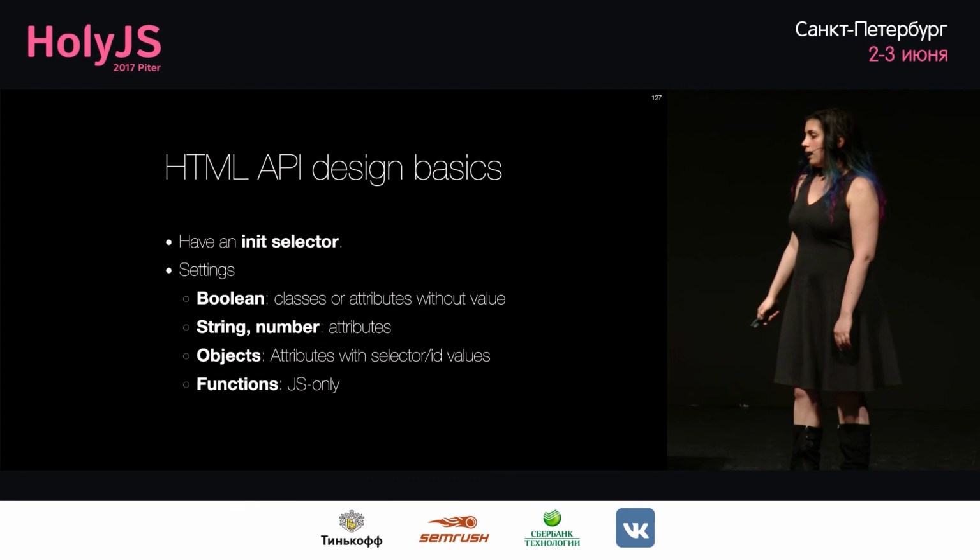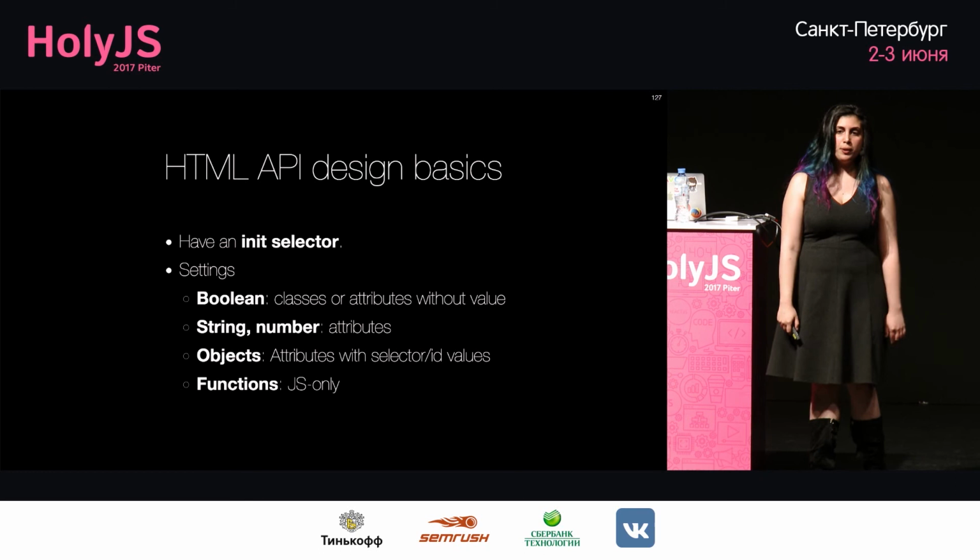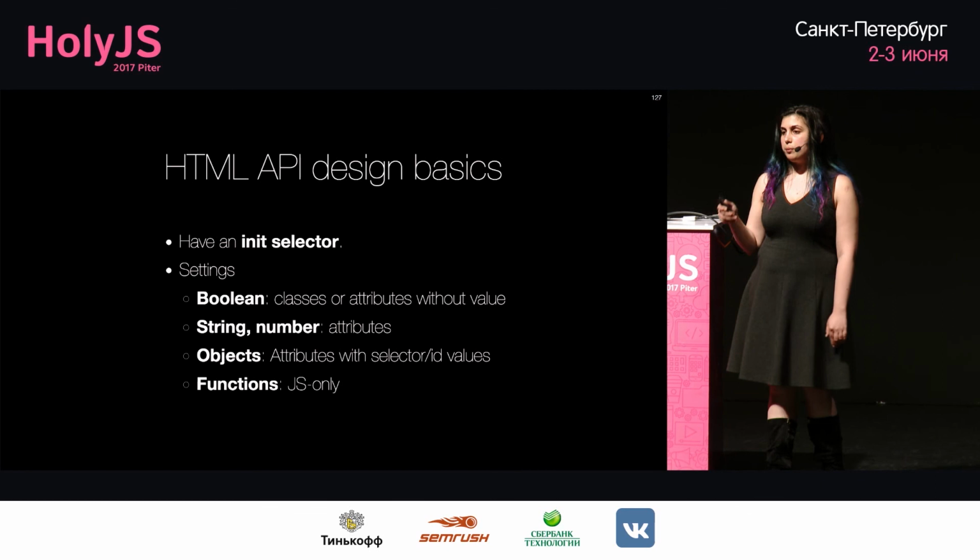If it's a string or number, you could do it with data attributes. If it's an object, you could point to another element. And if it's a function, it can just be in JS. I'm not saying that every single parameter in your library has to be possible to set with HTML. If someone can write functions, they can write JavaScript.